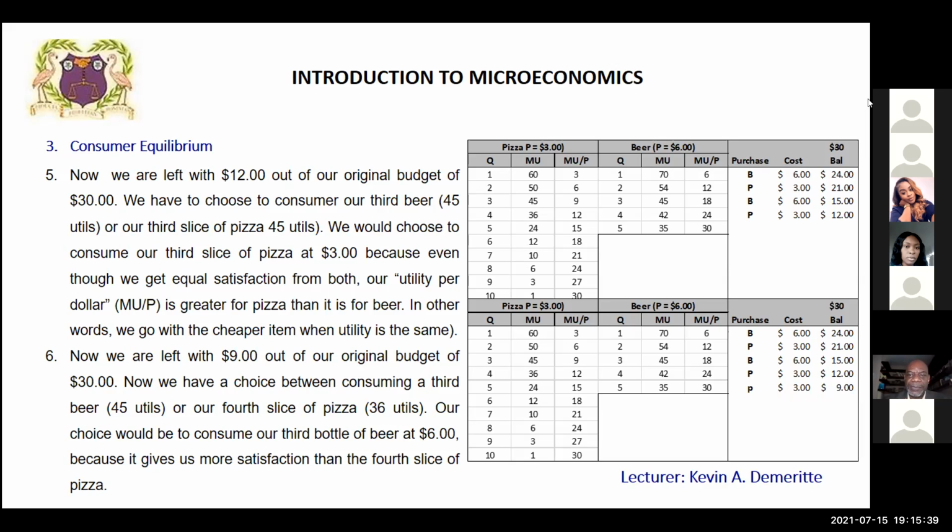We would consume that third slice of pizza because it is cheaper. If you can get the same amount of enjoyment for $3 as you would get for $6, why would you choose a $6 item?